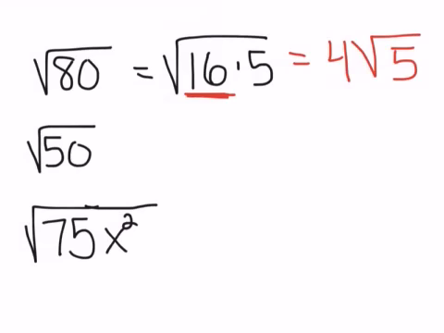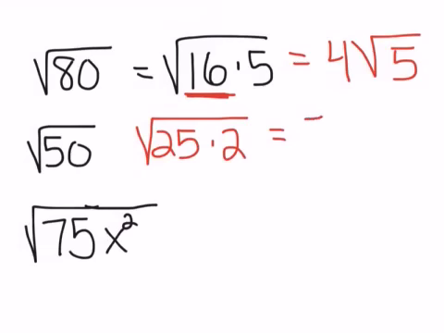So when I look at 50, right away, I think 25. So the square root of 25 times 2 would be equal to 50. And the square root of 25 is 5. And the square root of 2 is not a whole number, so we leave it underneath, so I would read that as 5 root 2.